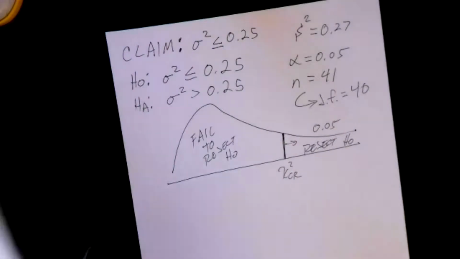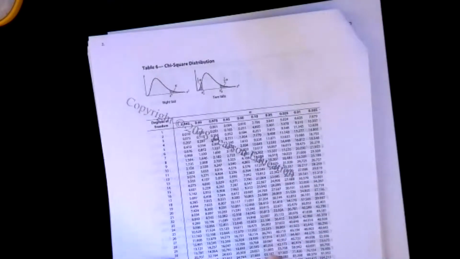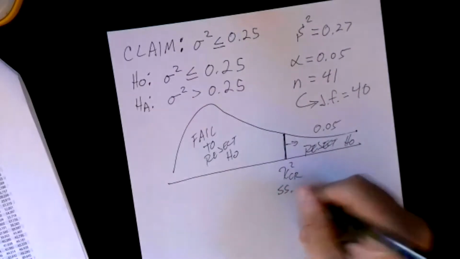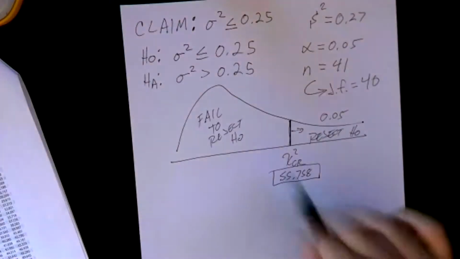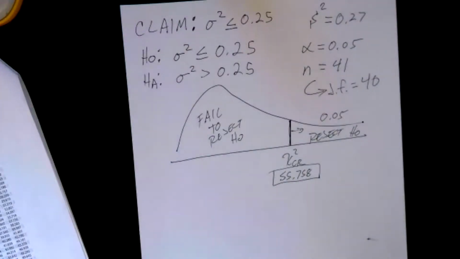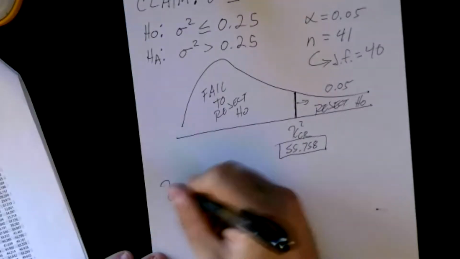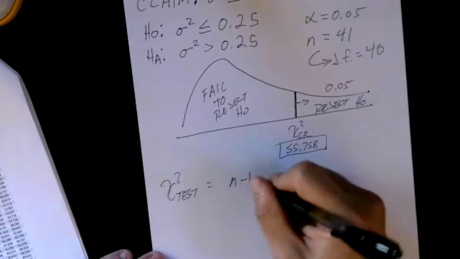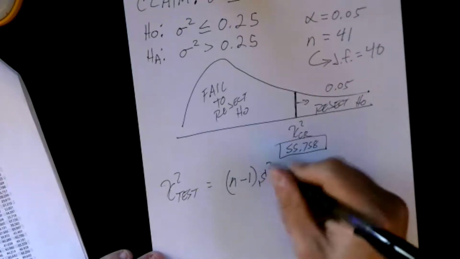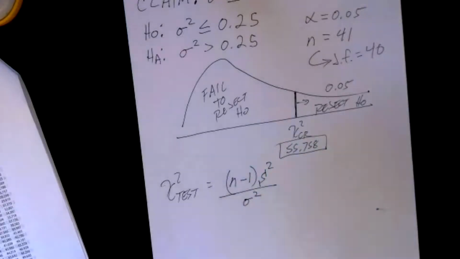Go to the table. 0.05, degrees of freedom are 40. 55.758. Now, that is the border that separates the reject from fail to reject. We need the test statistic. N minus 1 times S squared over sigma squared.